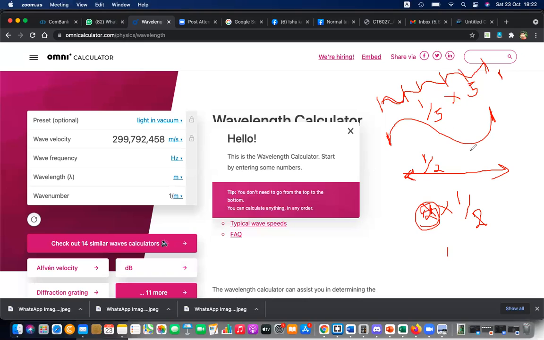When wavelength increases, frequency decreases to keep the same velocity. I hope you understood that, right? When you increase the wavelength, what will happen? When you decrease the wavelength, what will happen?